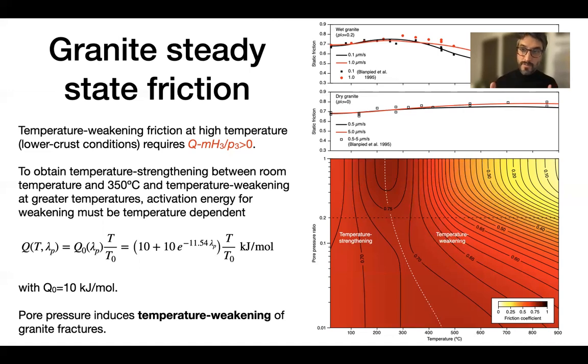To capture the dependence on fluid content, the activation energy at room temperature has to evolve between about 10 to 20 kilojoule per mole. So this captures the temperature dependence of steady state friction, and the main contribution of added fluid content in the fault interface is to create a significant temperature weakening effect at high temperatures.